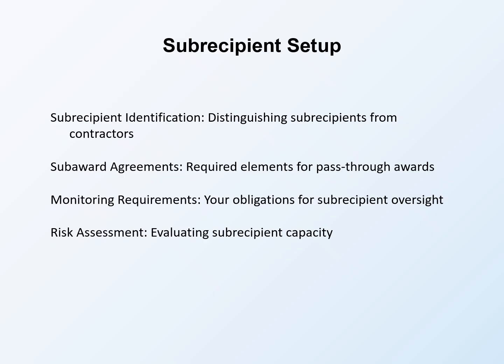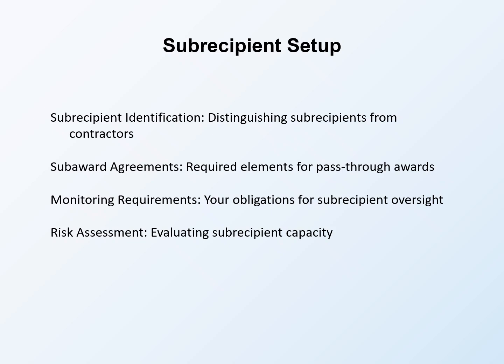Subaward agreements must include required elements specified in 2 CFR 200.332. These include the federal award information, applicable compliance requirements, indirect cost rate provisions, and audit requirements. Your subaward agreement passes through applicable requirements from your own NOA.